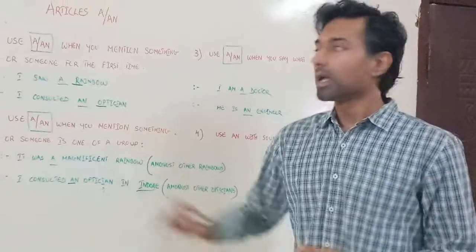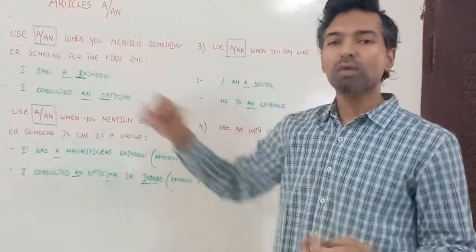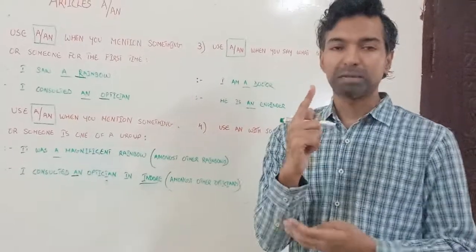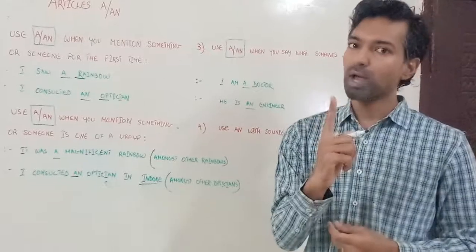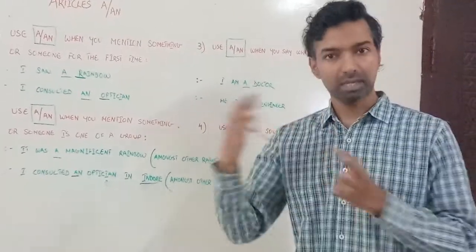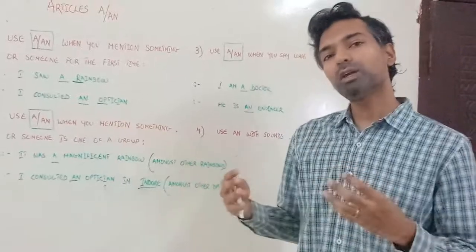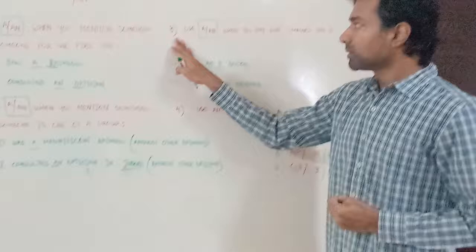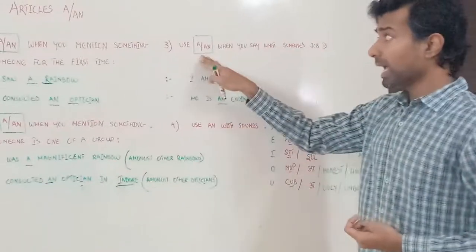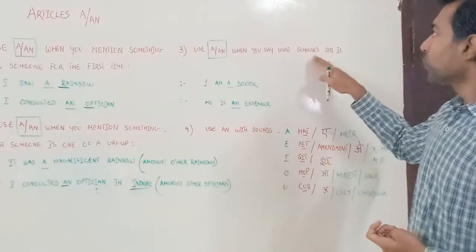By the way, a and an basically talk of count one. That means we are referring to something in our expression which counts as one. A something, a rainbow, an optician. So we are referring to something as count one. Alright. Third, use a or an when you say what someone's job is.